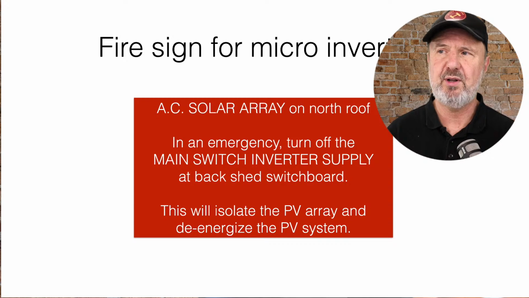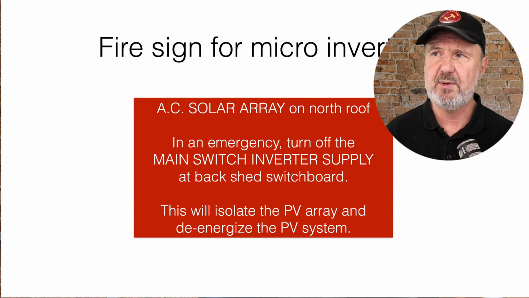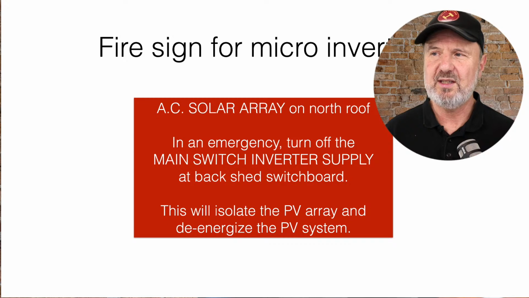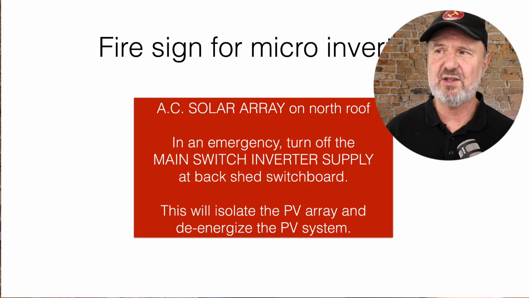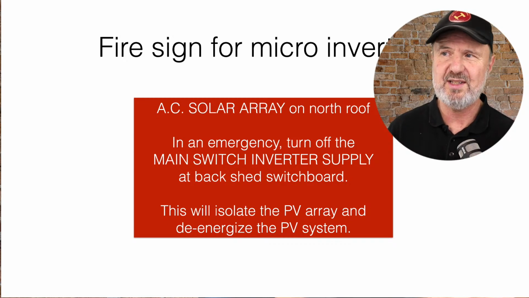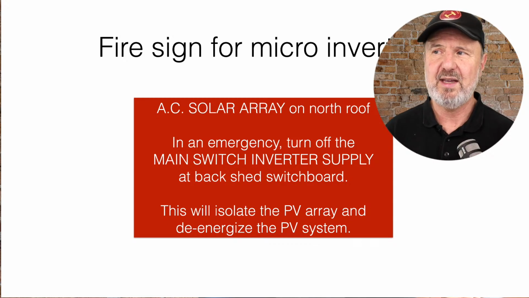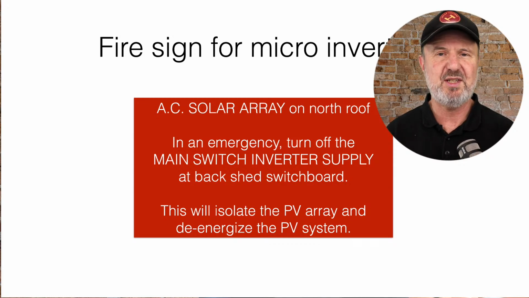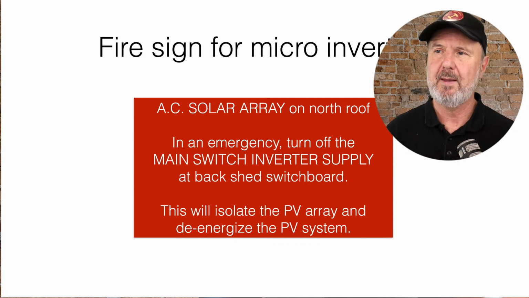And there's an example of the warning sign, that's sometimes called the fire sign, for an AC solar array, i.e. microinverters. And the wording indicates that since it's an AC solar array, and you've got to say where it is, that you need to turn off the main switch for that inverter supply, and that it doesn't de-energize the PV system. Probably not a big deal, given that with microinverters, the maximum voltage on the DC side is just one panel.